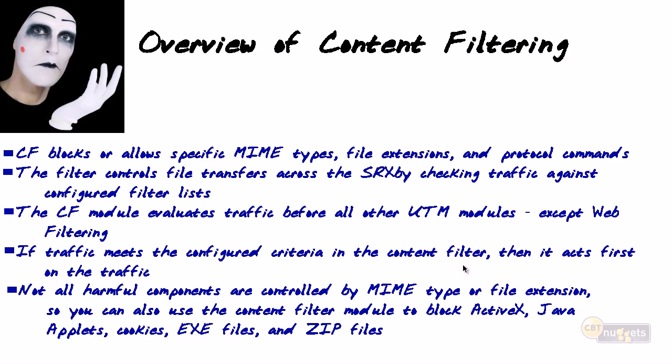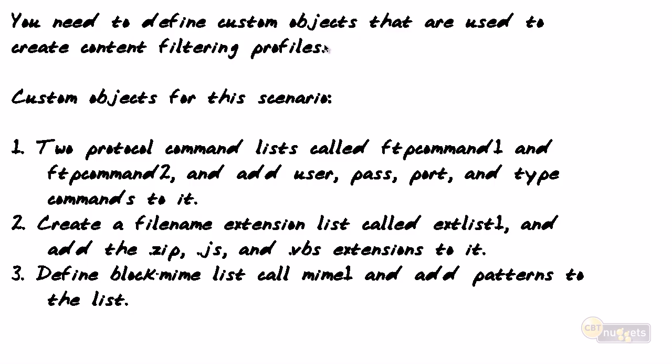Remember though that not all of your harmful components are going to be seen in a MIME or a file extension, but we could also use other content filter modules to block ActiveX, Java applets, cookies, exe files, and zip files as well. Now, it's very similar to the previous nugget where we created these custom objects for web filtering, and we're going to use these custom objects here in content filtering to create our content filtering profiles.